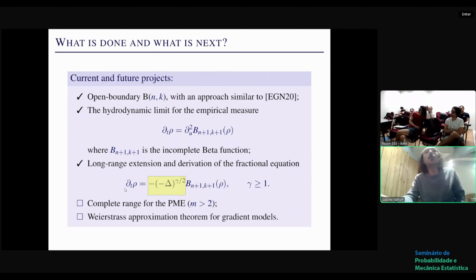What's still open is to derive the complete range for the porous media equation. So now that we have a basis, we have a model, but there are some technical issues here and there also, and this is still open. And the main goal, now that we have a basis, is that in principle we can consider any type of series with enough regularity and enough growth conditions as diffusion coefficients of the hydrodynamic equation.